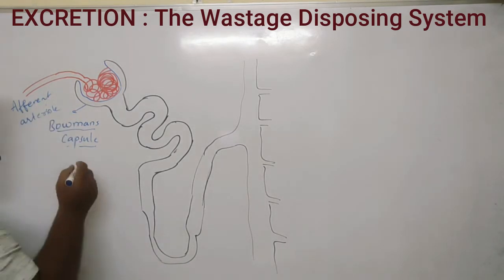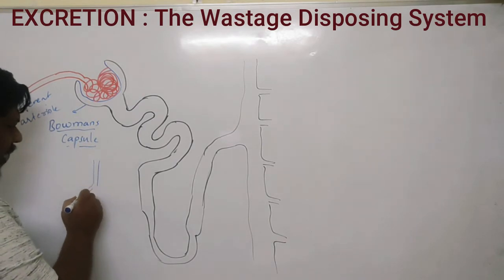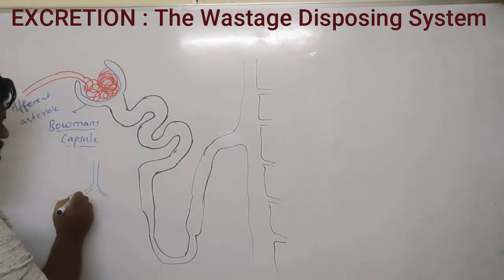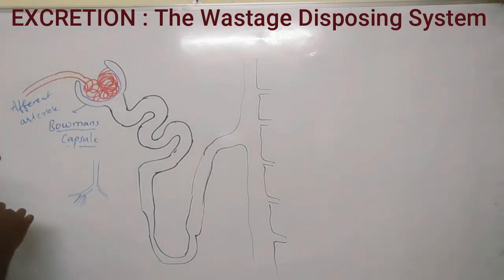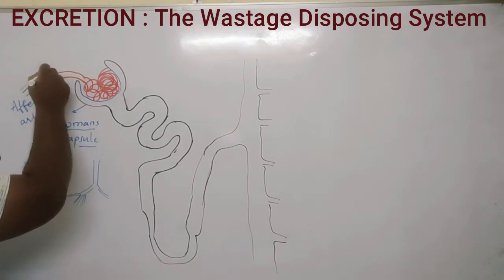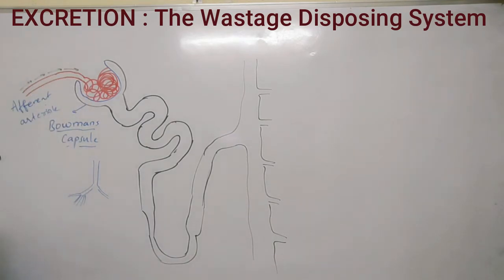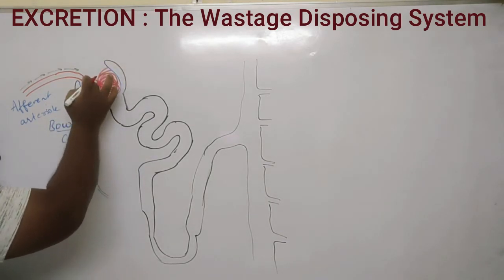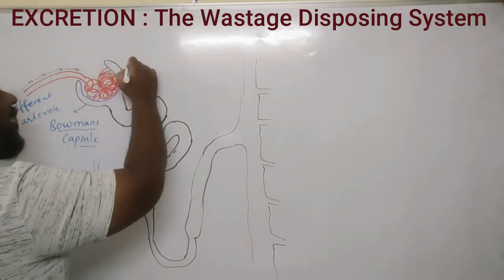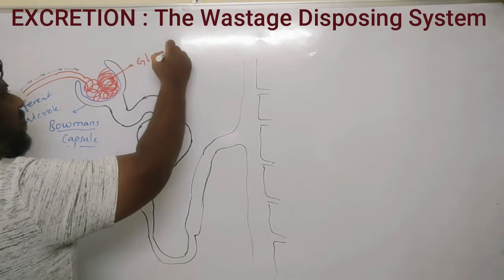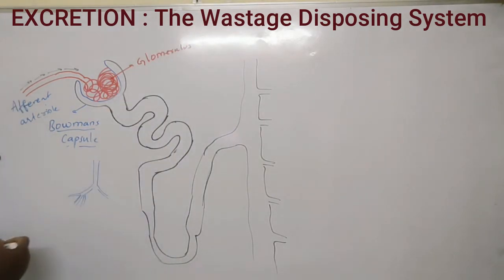Now if you see, this is an artery. Arteries divide into arterioles, and arterioles divide into very small thin capillary structures. So this is the arteriole, the efferent arteriole, the one through which the blood is entering into the nephron. Now the cup-shaped structure where there is a capillary network, which I have drawn in red color, is called the glomerulus.